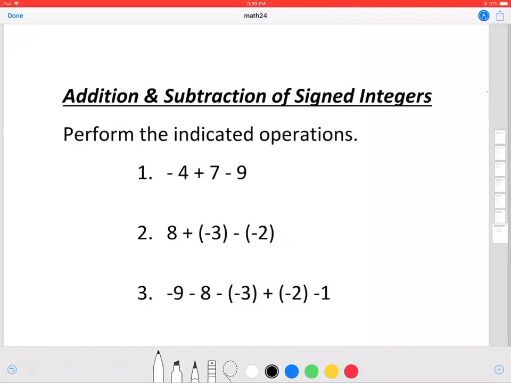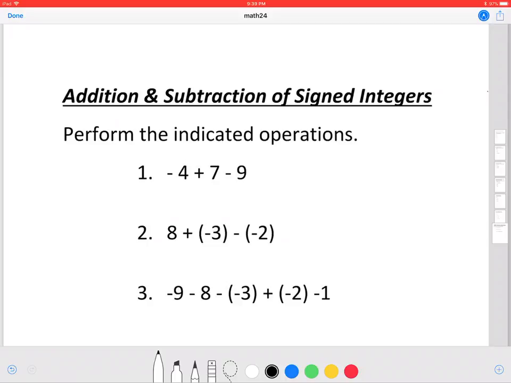In this video, we will look at problems which have a mixture of addition and subtraction. All right, the direction says to perform the indicated operations. When you see the word operation in math, that usually means any one or combination of the four arithmetic operations, which are addition, subtraction, multiplication, division. Here we only have addition and subtraction.